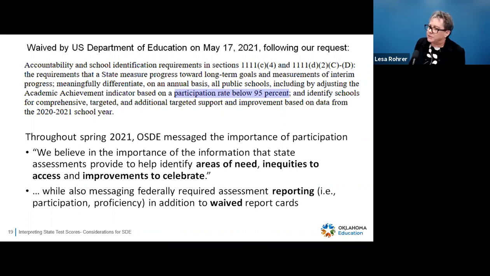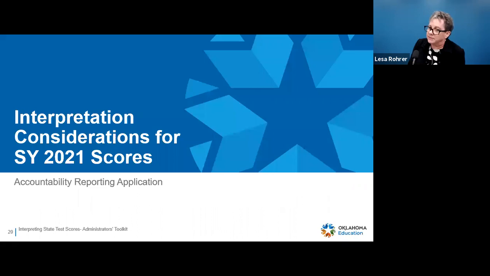And this is what you helped us with. We all believe in the importance of the information that state tests provide, because with that local data and that local context, it really does help us to identify areas of need that we need to move forward, inequities to access, and improvements that we can celebrate. And we can all use some celebrations right now, while also messaging that federally required assessment reporting was waived. And that's something that you're going to want to make sure that you talk with your stakeholders about. Yes, these test scores were important, but in terms of A through F, these test scores are in a different space. So let's think about those considerations. What are things that we really need to dig down and think about?